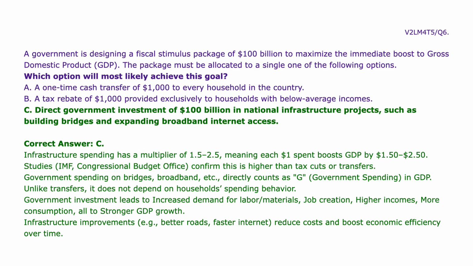Infrastructure spending has the highest multiplier effect, 1.5 to 2.5, meaning each dollar spent generates more than a dollar of GDP. It directly counts as government spending, G, in GDP, creates jobs, boosts demand for materials, and improves long-term efficiency.